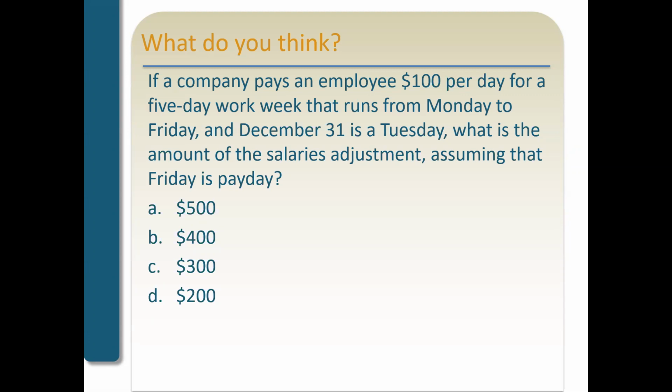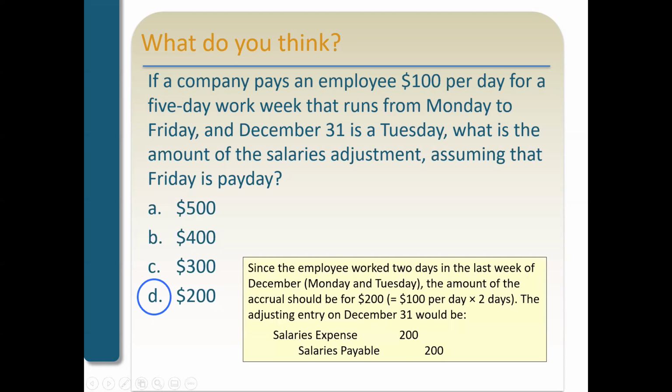Put your answer in, A, B, C, or D. For me, I'll go with D, 200. How many agree it's D? I'd say everyone's agreeing with you. D, 200. Excellent. What's happening here is since the employee worked 2 days, Monday and Tuesday, it will be a salaries expense of 200 and a credit to salaries payable of 200. Great job, guys.